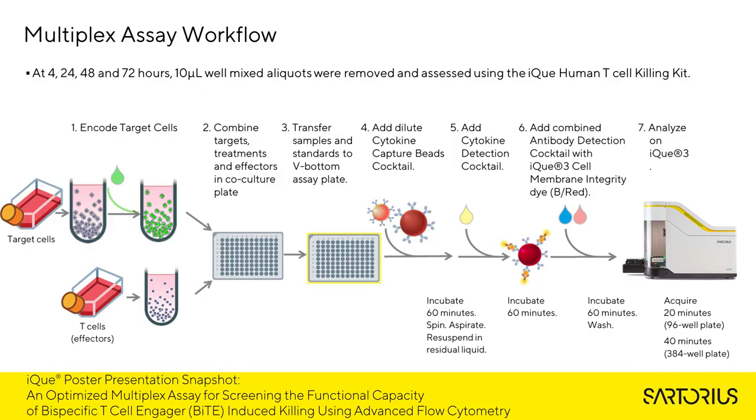At the desired time point, an aliquot of sample is transferred from the co-culture plate to an assay plate along with the cytokine capture beads and incubated for 60 minutes. There are 2 more 60-minute incubations following the addition of a cytokine detection reagent and an antibody detection reagent, after which the assay plate is washed and the samples are resuspended in a final 20 microliter volume.